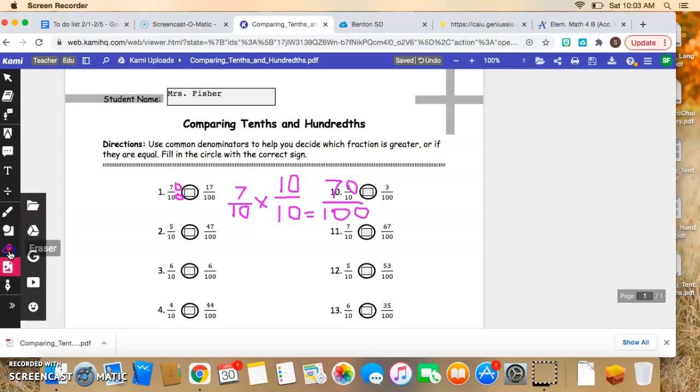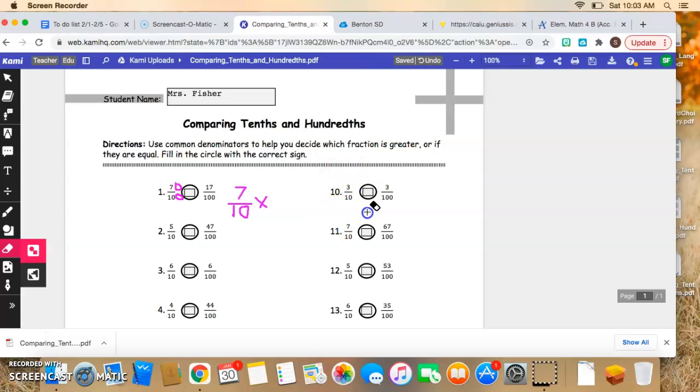Then I'm going to take my eraser. Let's see if I can erase this. Oh, not working. Let me see. There we go. Oh, here we go. I'm sorry. Got it to work. All right, so I'm erasing my work.